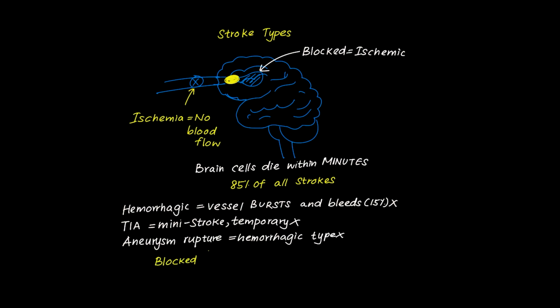Here's a WGU C458 OA exam tip for you. Blocked artery to brain = ischemic stroke, which is the most common type at 85%. Quick recall hook, ischemic = interrupted blood supply.